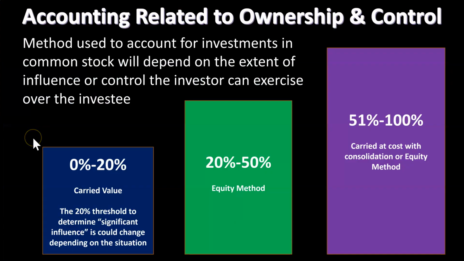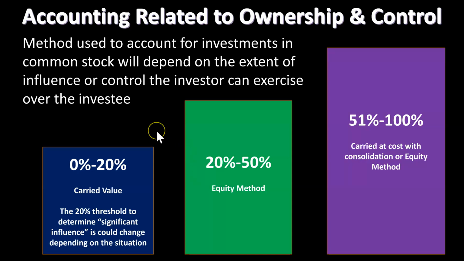In prior presentations, we gave an overview about different accounting methods that could be used based on different levels of influence and control. Those general rules being that if there is 0 to 20% ownership, we use the carried value, and 20 to 50%, which is where we're going to focus in on now, the equity method. The idea there being that there is now significant influence.